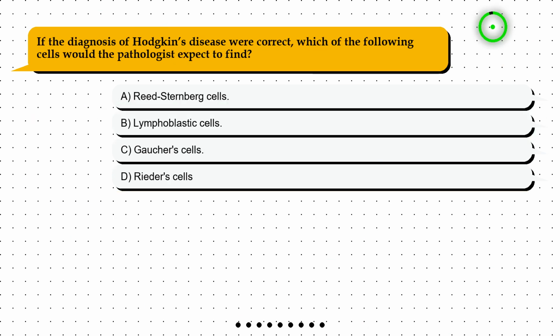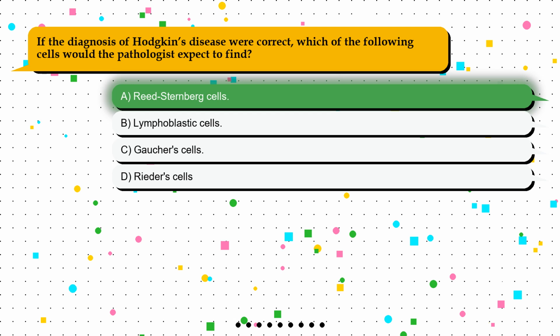Question 9. If the diagnosis of Hodgkin's disease were correct, which of the following cells would the pathologist expect to find? Option A, Reed-Sternberg cells. Option B, lymphoblastic cells. Option C, Gaucher's cells. Option D, Reeder's cells.